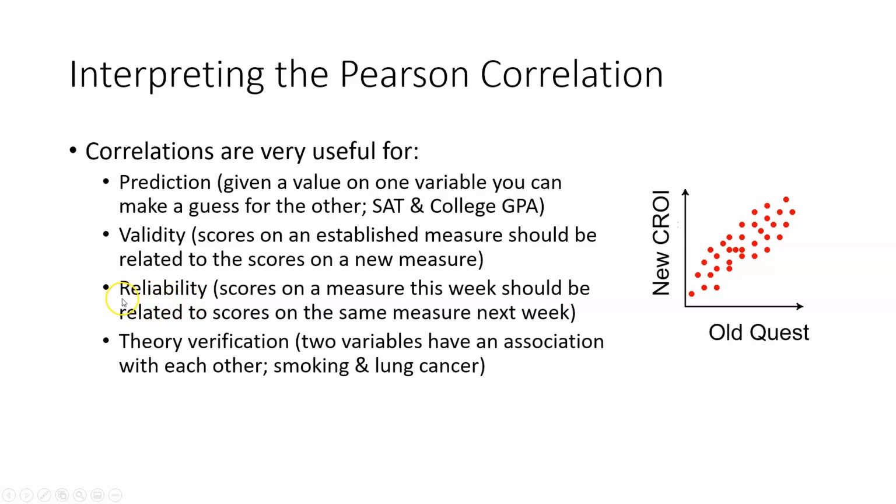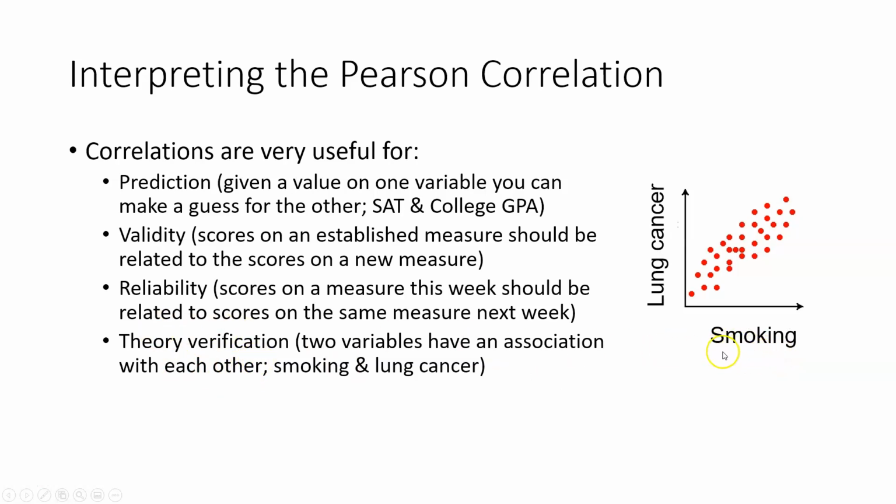A third use of correlations is reliability. In this case, we'll use the example of extroversion scores on a survey last week compared to extroversion scores today. You would expect that this measure should be the same this week as it was last week. And if you find that they are, it might not be exactly the same, but if they're closely related to each other, then you can say that this survey that we're using to measure extroversion is reliable. It's the kind of survey that if you administer today and next week, you'll get similar results both times. It's reliable over time.